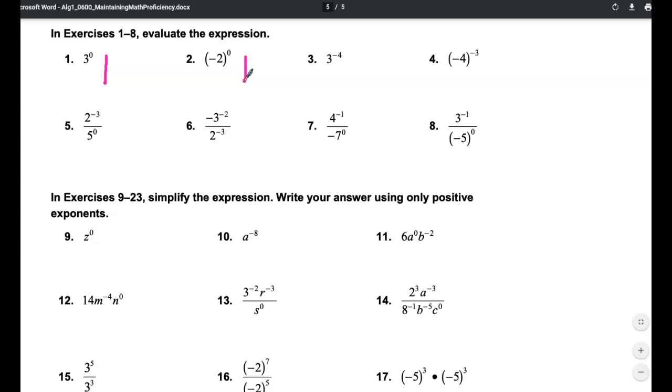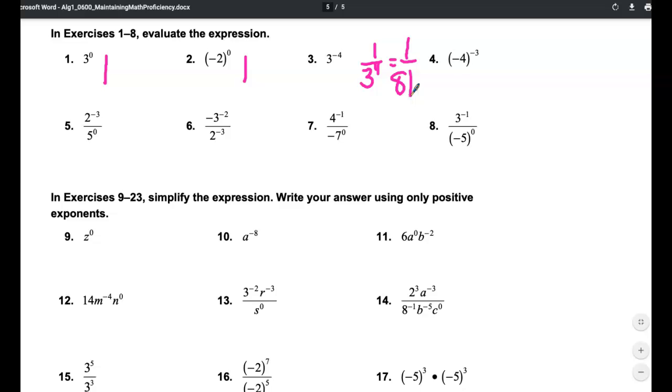Number 3, okay, it's a negative exponent, so what do I do with it? I'm going to flip it, so it would be 1 over 3 to the 4th. Then I type 3 to the 4th in my calculator. We don't multiply 3 times 4, we take 3 times 3 times 3 times 3. So did anybody do that? 81. So it would be 1 over 81. Okay? So if you don't have these, fix this.